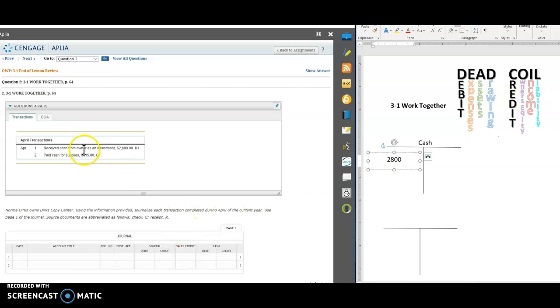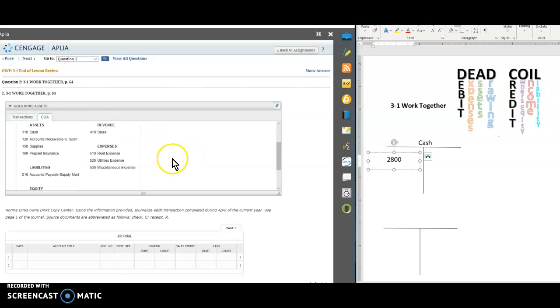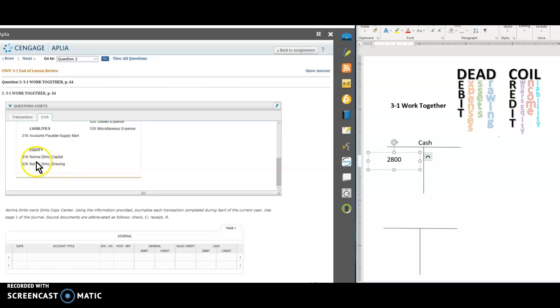So my credit is going to be the other part of the transaction: from owner as an investment. If I go look at my chart of accounts, I can see my account title for owner as an investment is Norma Dirks Capital. So my next T account is Norma Dirks Capital. And if cash is a debit, that means the capital has to be a credit. Remember, for all transactions, you must have one debit and one credit.